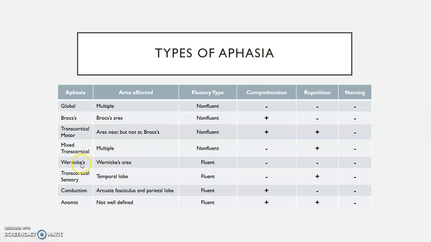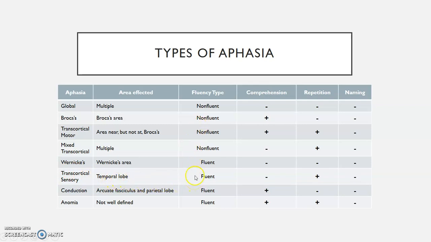And then we have Wernicke's aphasia, which is, again, one of those more common types of aphasia. It's damage to Wernicke's area in the temporal lobe, and it's a fluent aphasia, meaning that they can produce a fluent, effortless stream of thought, but it might not have any meaning. They could have trouble with naming, with repetition, and with auditory comprehension. And then there is the transcortical sensory, related to damage in the temporal lobe. And so it is again a fluent aphasia.